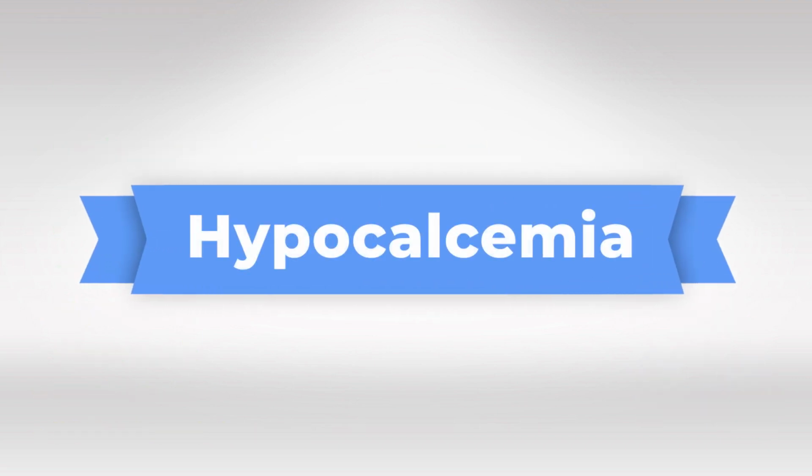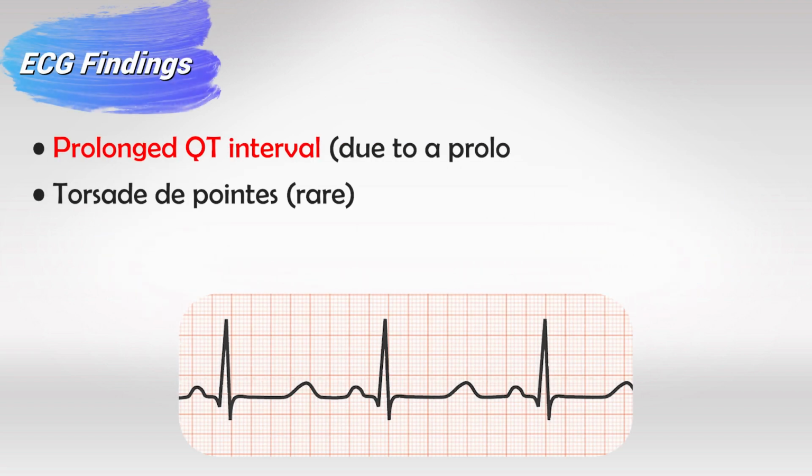Now let's talk about hypocalcemia. The main characteristic of hypocalcemia is simply prolongation of the QT interval. Very rarely you'll see a patient developing torsades de pointes.